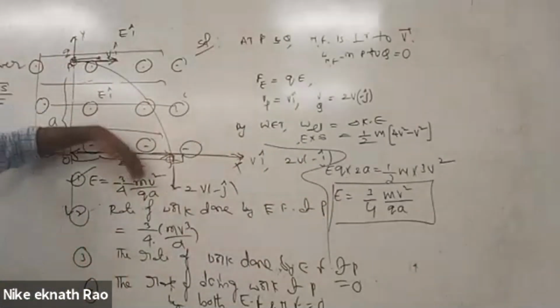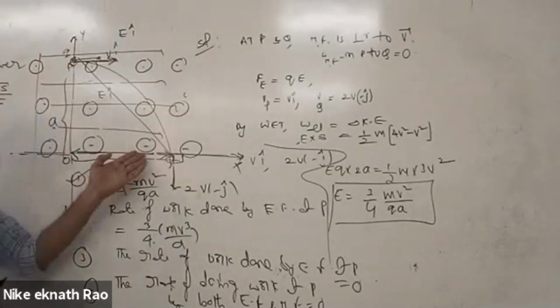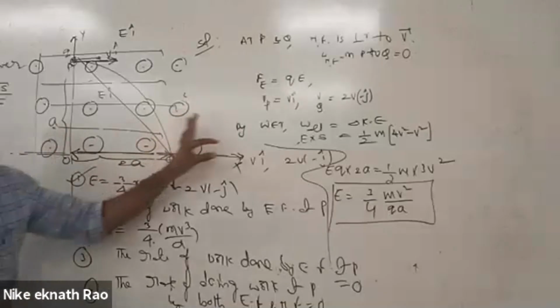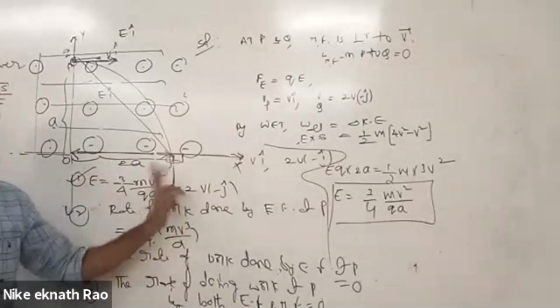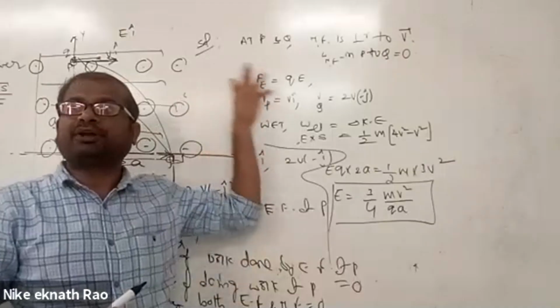Force into the component of displacement in the direction of the force. If you want to take this also, you can take. The angle is already the electric field along the x direction. Let us see, displacement in the x direction is 2a. That is why force into 2a directly, for the electric force in going from P to Q.